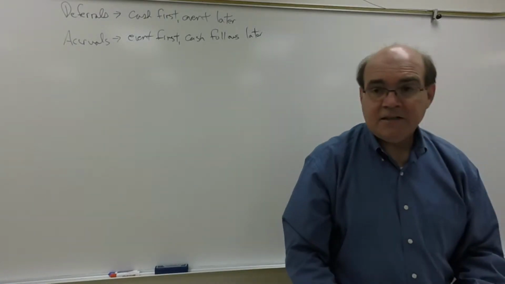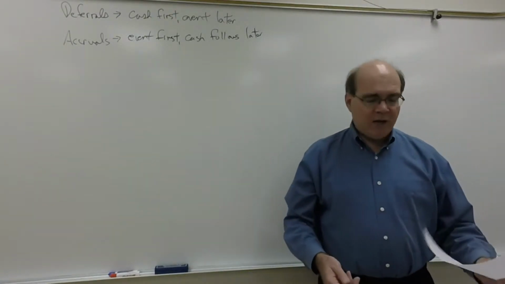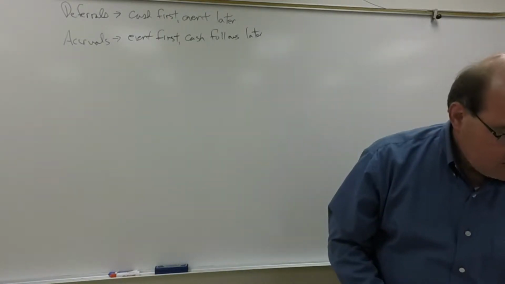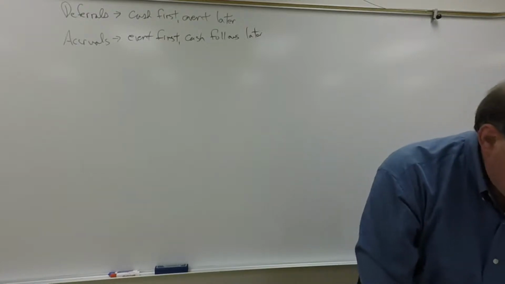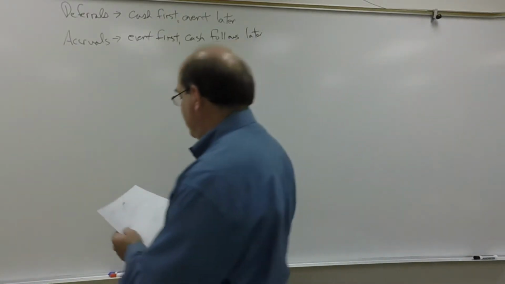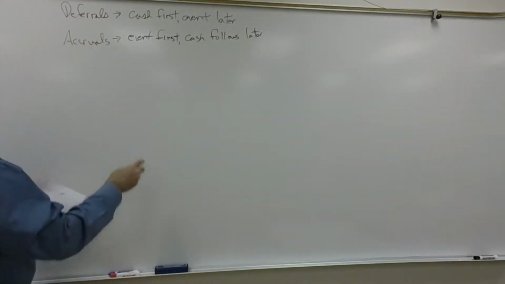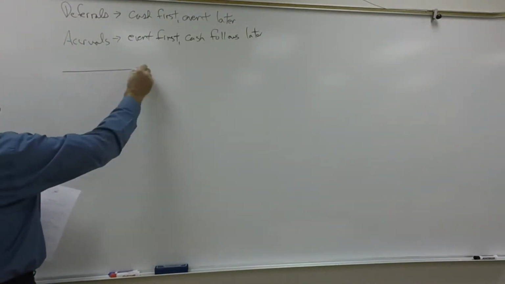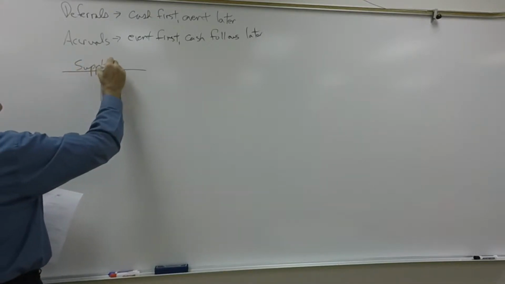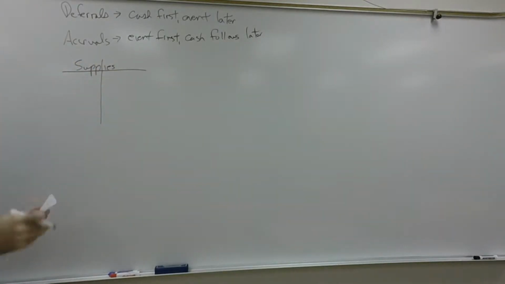Supplies, you buy in advance and then you use them up, but nobody keeps track of them when you're going through and actually using them up. So what we're going to do is go through and record the transaction that's shown here. So let me do supplies first. Let's do the T account so we can see the transactions and how they occurred. So this is supplies, it's the asset account.